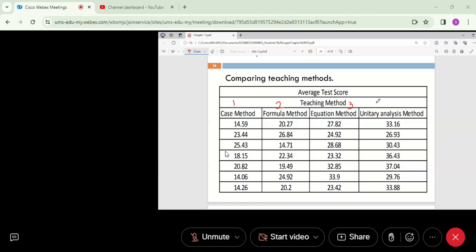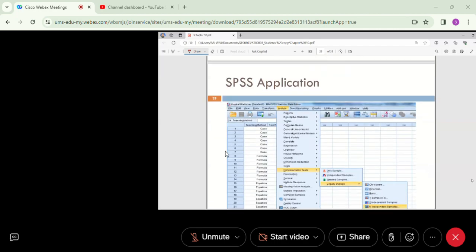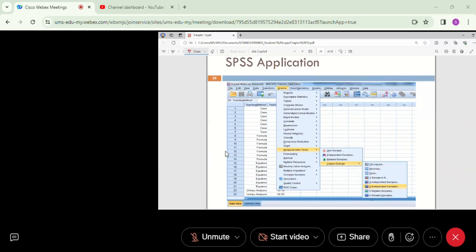Assume that there are 2 different methods, and then the unitary analysis method is a different method as well. And then we have the average test score. For each method we assign 7 students. Now, what should we do? We key in the data similar to the way we key in the independent t-test. We must have 1 categorical variable in 1 column: case, formula, equation, unitary analysis, and the test score, the dependent variable, in another column.